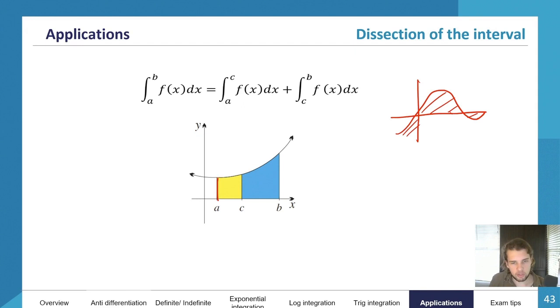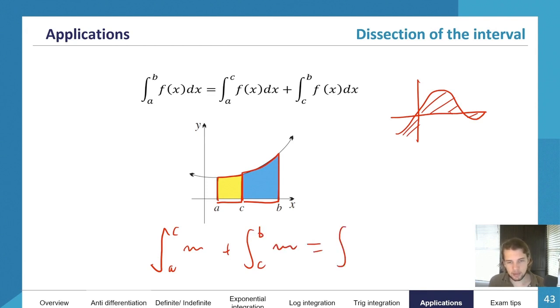So this is showing how you can do that. If you have these two areas here, and you arbitrarily split them up, now you can get the area of each one separately. So that is A to C, plus C to B, and that will be the same as actually getting A all the way to B.